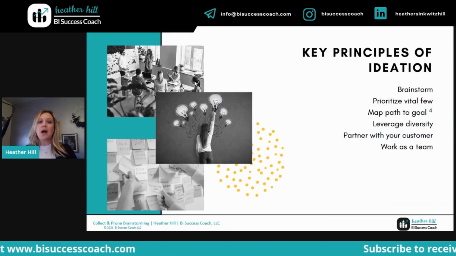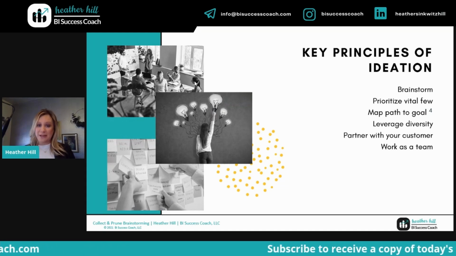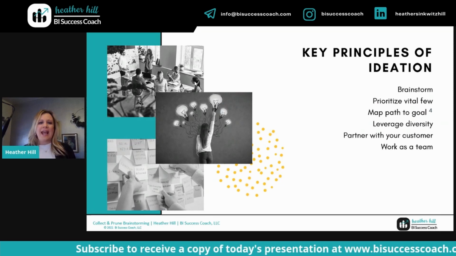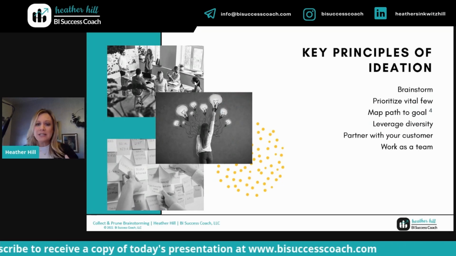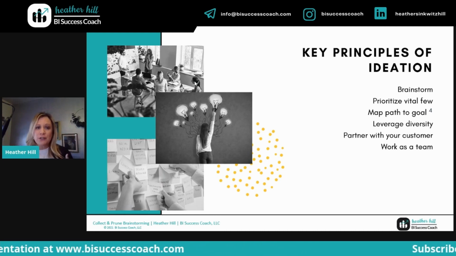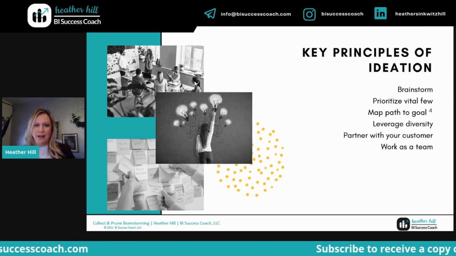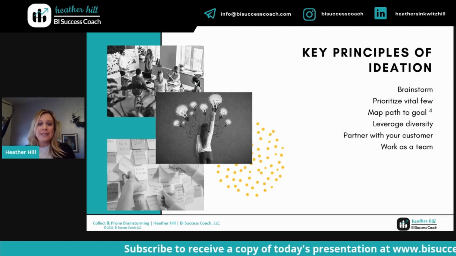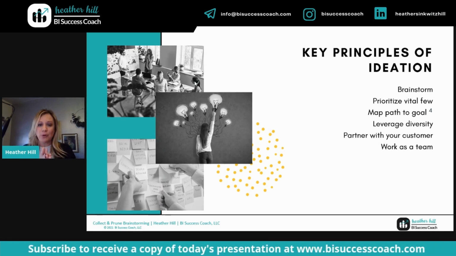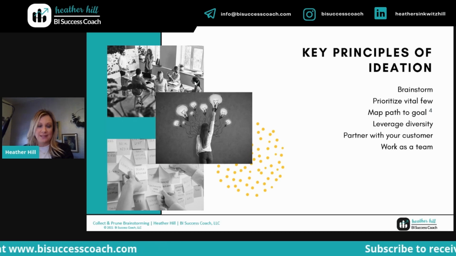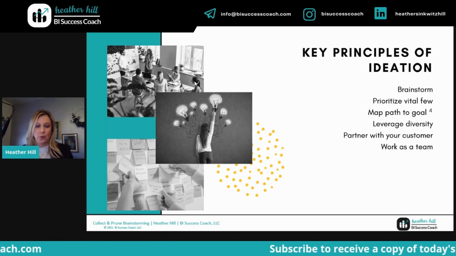What are the key principles of ideation? Well, brainstorming is a great way to bring together the collective whole of ideas. And what we do through that process is after we brainstorm, we'll have a lot of different ideas. We'll need to funnel those and filter those and then prioritize the vital few. Then it's really important after we're done with creating the idea to make something tangible for us to accomplish. So we'll want to create a goal around that so we can be held accountable and we have something to track against and a path to get to that goal.